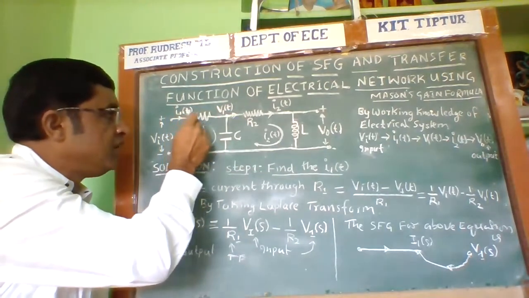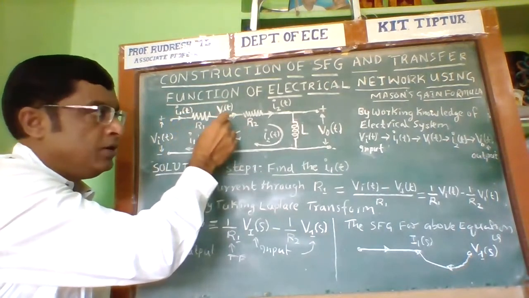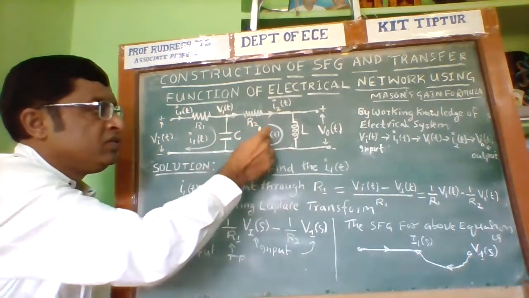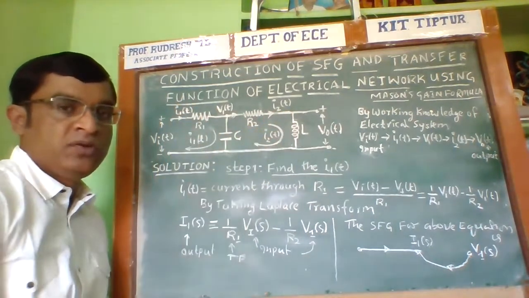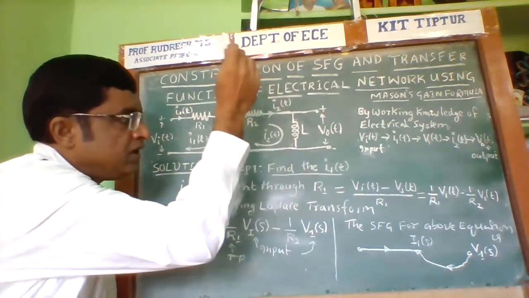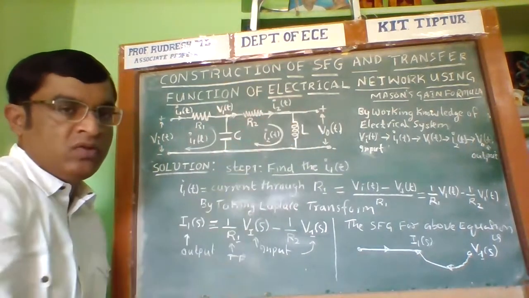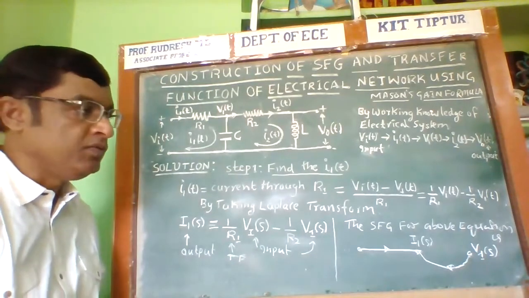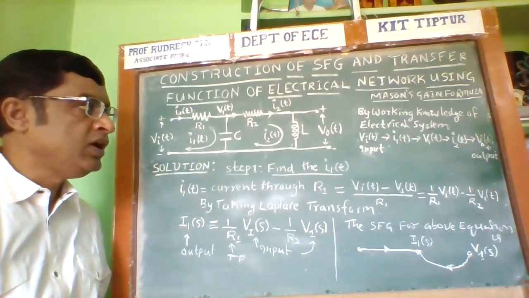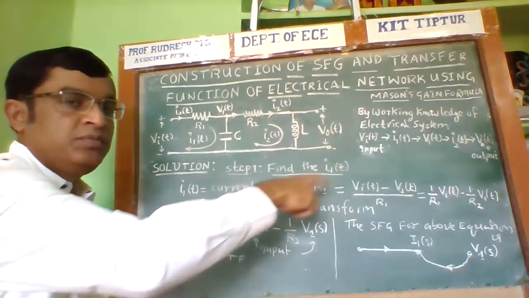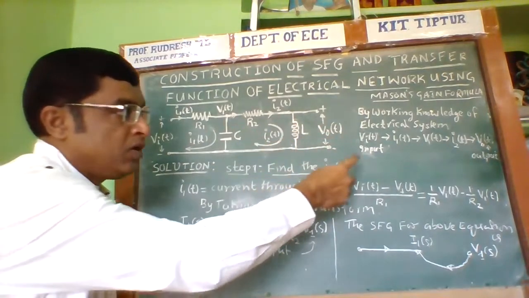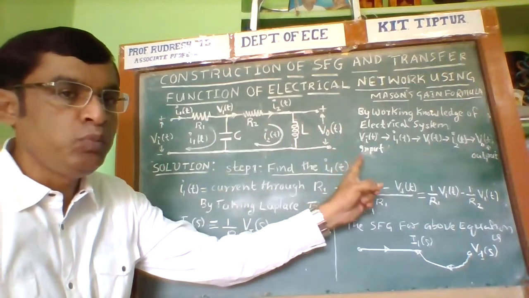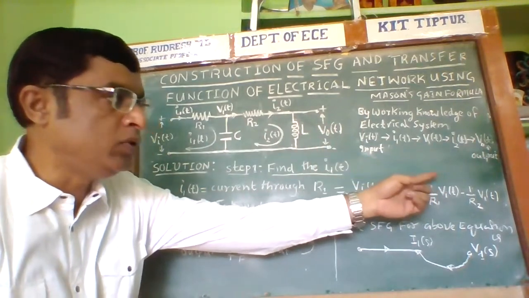Due to I1 of t, V1 of t is generated. Due to V1 of t, I2 of t starts flowing in this particular mesh. And due to I2 of t, V naught of t is obtained. This is the working knowledge of the system. Understanding it is very important, because while writing, we should identify which are the input and which are the output.